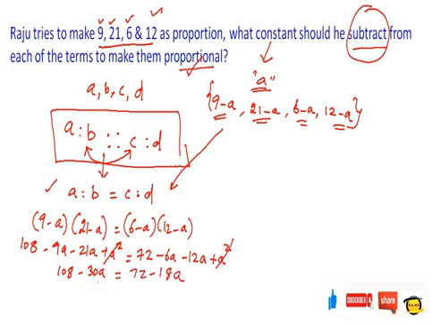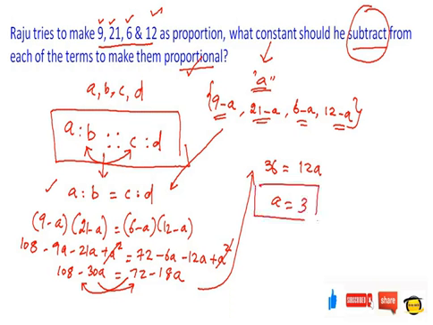Now let's switch over this to the opposite side. So we should end up with 36 is equivalent to 12A, which means what is A? 3. So if we subtract 3 from all the 4 parts of the given numbers, we end up with the 4 terms which are proportional to each other.